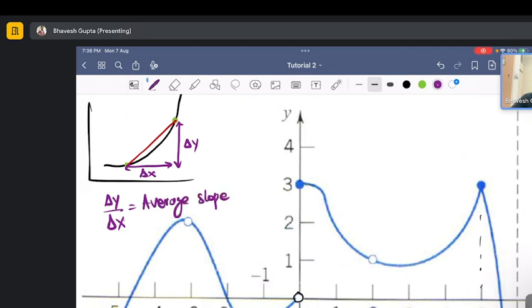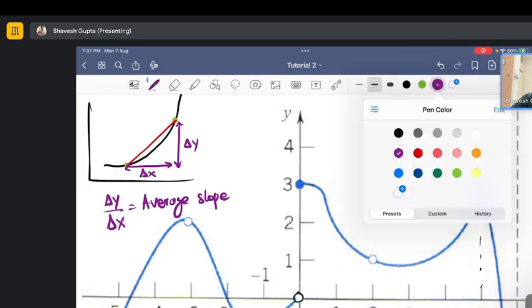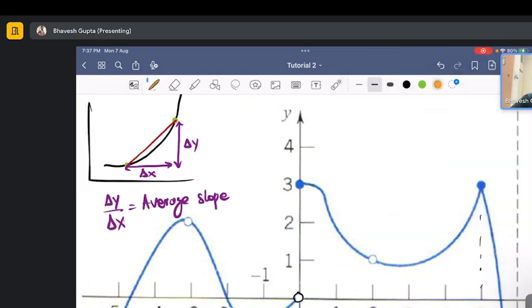Okay. So what the Lagrange mean value theorem tells you is that this average slope is always equal to at least one of the instantaneous slopes. So, see, this is one of my instantaneous slopes, right? Over here. It's basically one of the tangents. So the slope of this red line is always equal to the slope of at least one of the tangents.